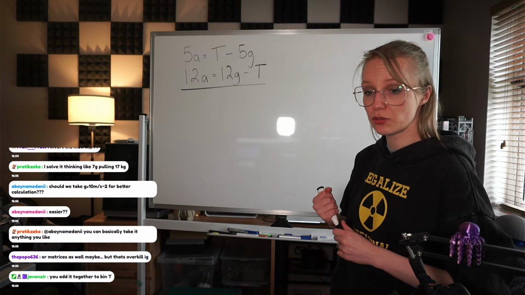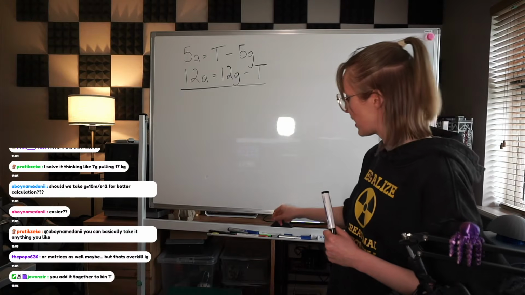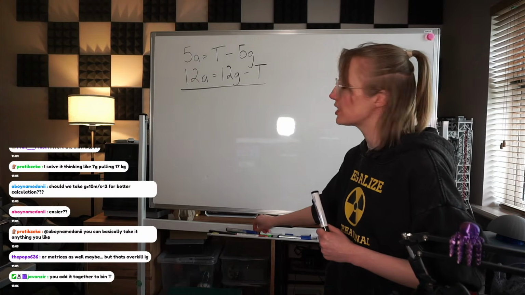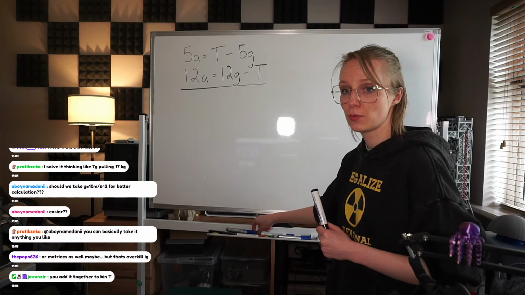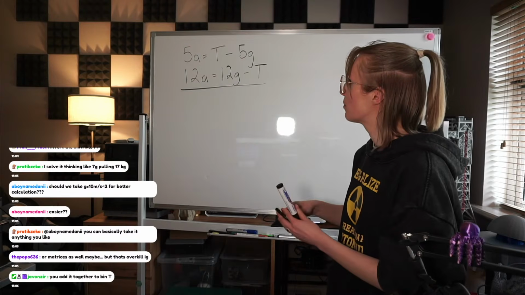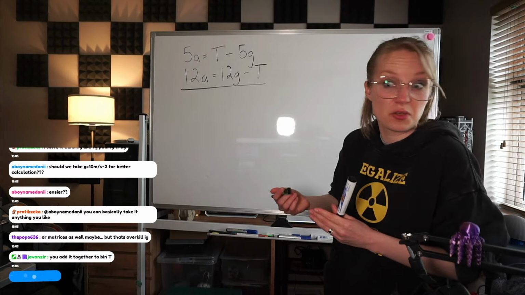So if I remember how to do simultaneous equations, it's actually already set and ready to go. Those two T's are cancelling because we have positive T here, minus T here, so it's actually ready to go.